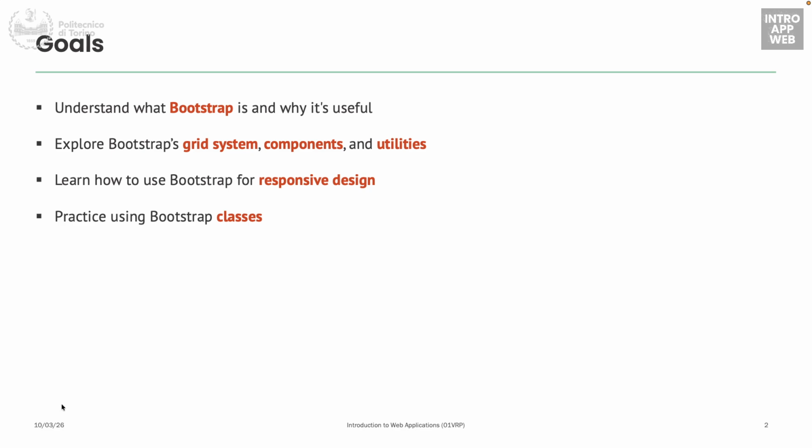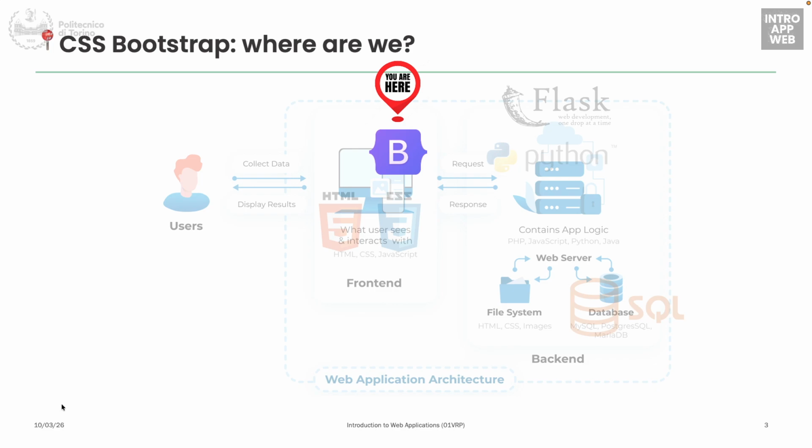We will understand what the grid system of Bootstrap is, which are the components and which are the utilities that the framework provides to us. We will understand how Bootstrap deals with the responsive design, and not today, but next time we will see how to use the classes in Bootstrap, okay? So we are still here in the front end. The only difference is that we won't be dealing anymore with the CSS from scratch, but instead of that, we will be dealing with Bootstrap, okay?